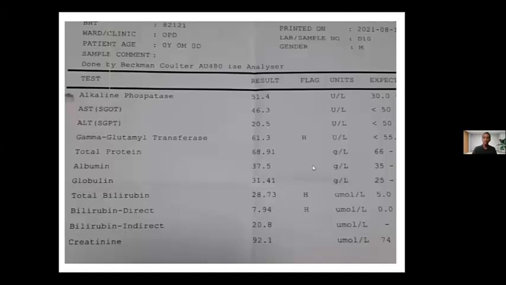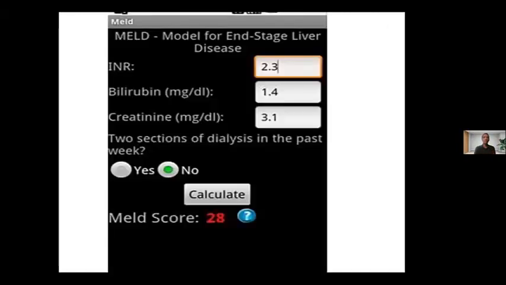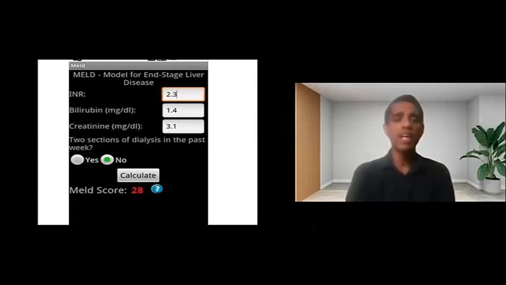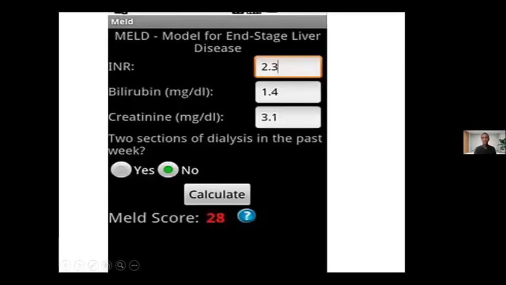By the way, you know what a MELD score is, no? The MELD score is to stage the disease and to find out whether they need an urgent transplant or not. What you want is the INR, bilirubin, and whether the patient has undergone any dialysis in the past. There are calculators in apps, you can Google it. And the cutoff is 14, and after 14, we will list the patients for liver transplant.